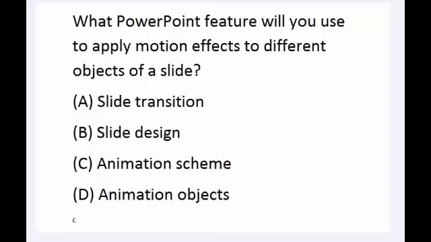Which PowerPoint feature will you use to apply motion effect to different objects of a slide? A. Slide transition, B. Slide design, C. Animation scheme, D. Animation object. इसका जवाब है C. Animation scheme.